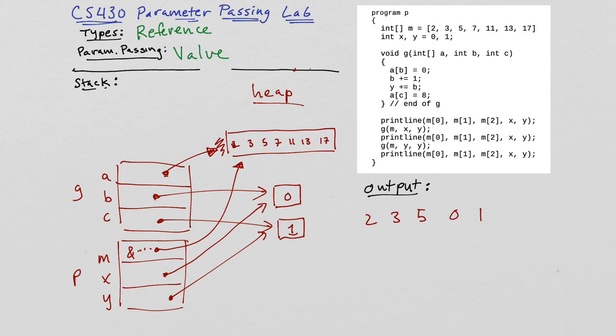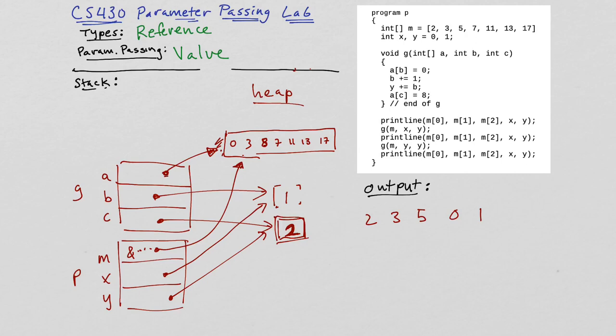So actually I better erase. That's a big eraser, but we'll make do. Then B plus equals 1. Let's try and just hit that. B, oh, whoops, that's not B. B is over here. B is referring to this, so we're going to add 1 to it. Then Y, which refers to this object, plus equals B, so this is now going to be 2. And then A sub C, which is 2, gets 8, and so the 5 here turns to an 8.